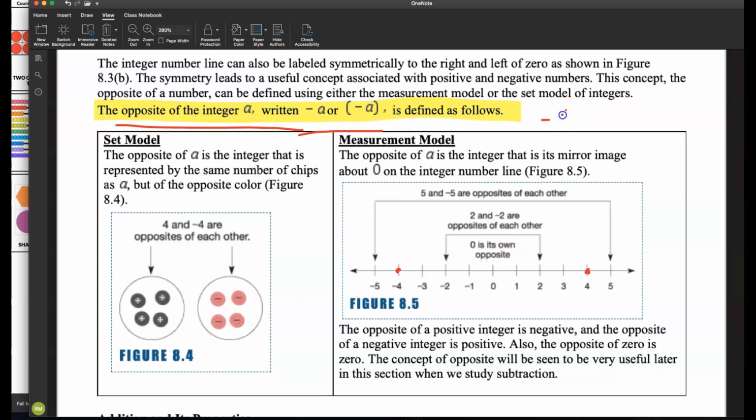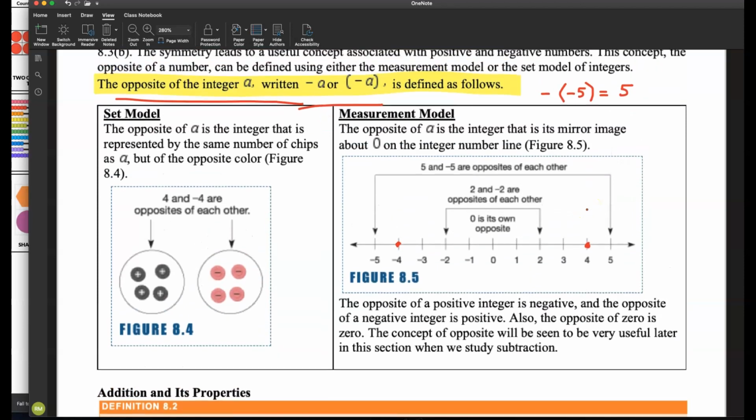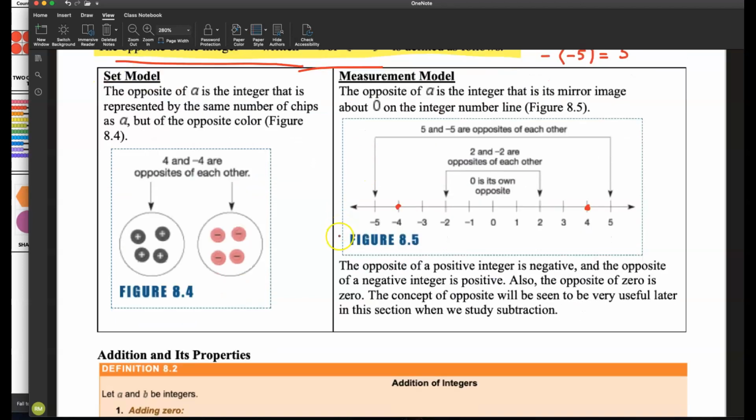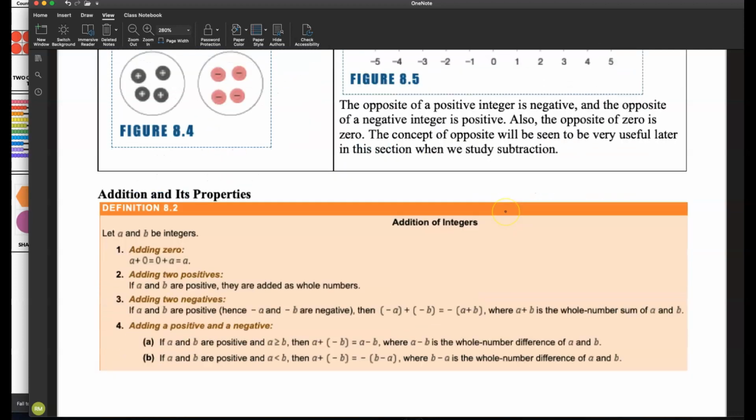So many times, if I do a problem like this here, many students get confused, like a negative times a negative. Well, really what you're doing is the opposite of -5. The opposite of -5 is +5. So I want you to be aware of these models that we have here. Think about that as the opposite of -5 is 5. So that negative really is making it the opposite of whatever value that number is. And a way to see that again is on the measurement model.